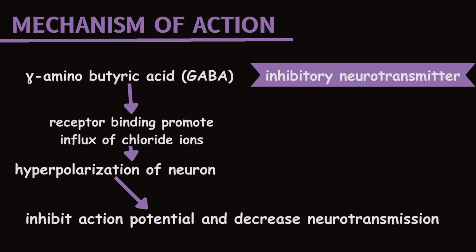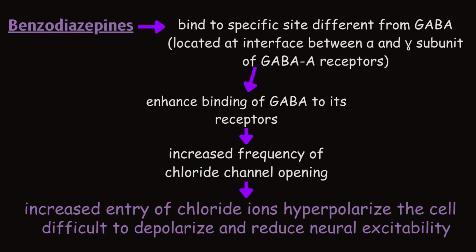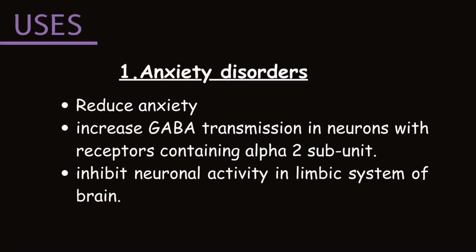Now talking about benzodiazepines, they bind to a specific site different from GABA and located at the interface of the alpha and gamma subunit of the GABA receptor. They then enhance the binding of GABA, with resulting increased frequency of chloride channel opening. Increased entry of chloride ion hyperpolarizes the cell, making it more difficult to depolarize and reducing neural excitability.